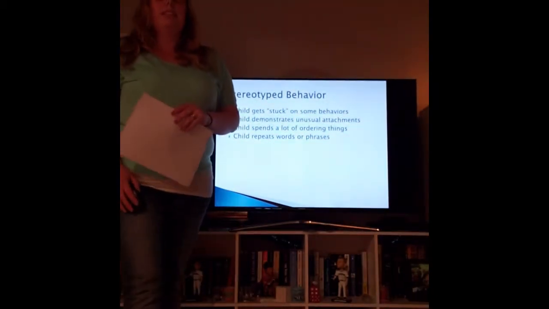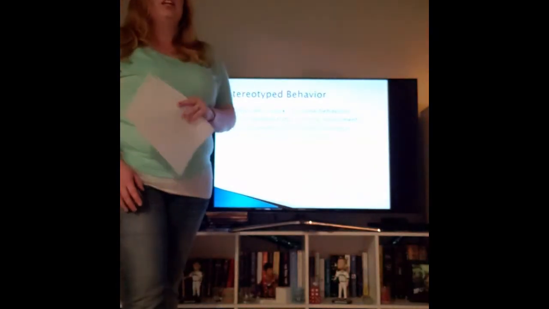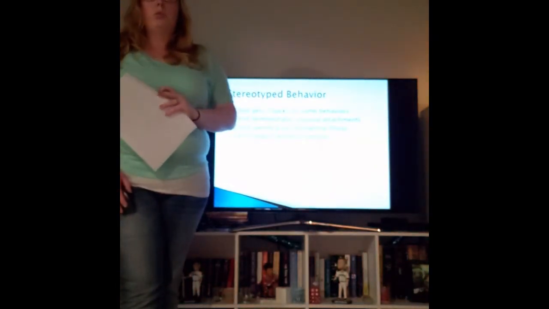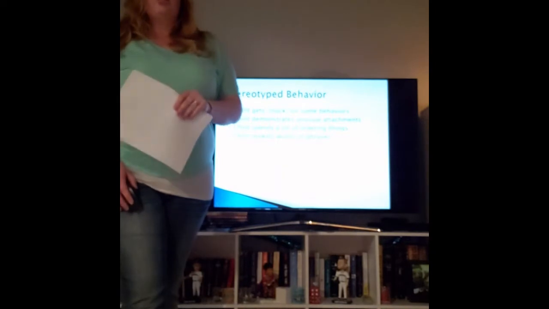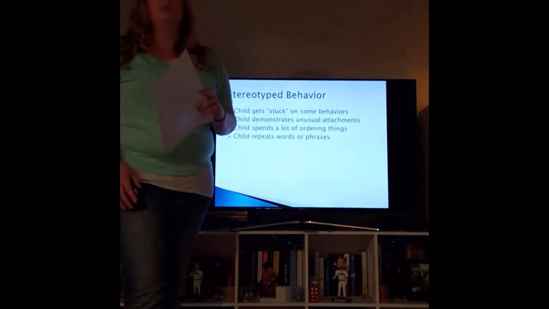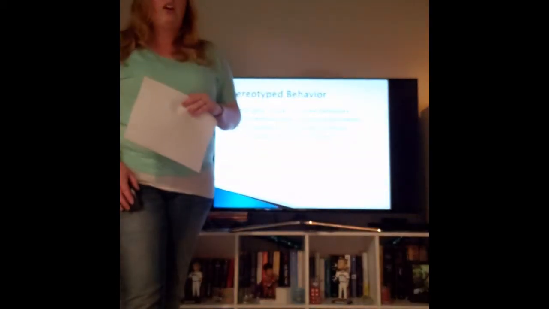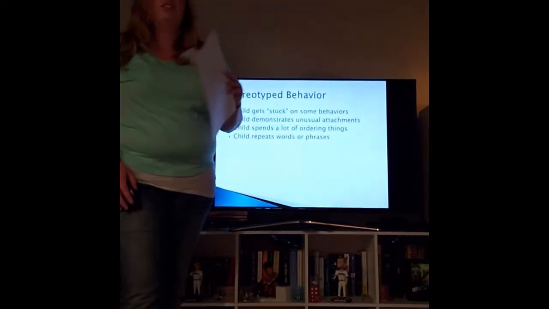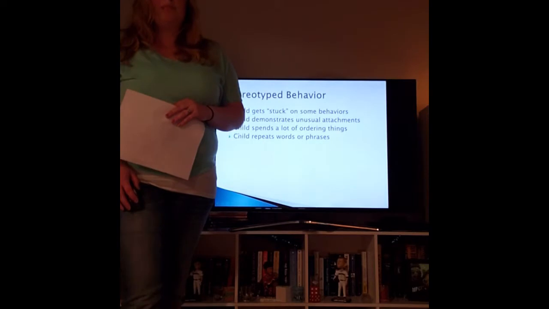The stereotyped behavior category includes the following, and once more, this is not a complete list of behaviors. The child seems to get stuck on the same behaviors. The child demonstrates unusual attachments. The child spends a lot of time ordering things, and the child repeats words or phrases that they've heard on TV and movies and books or from family members.